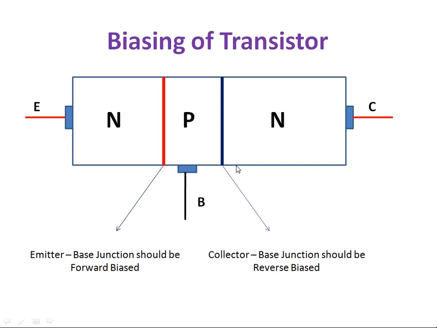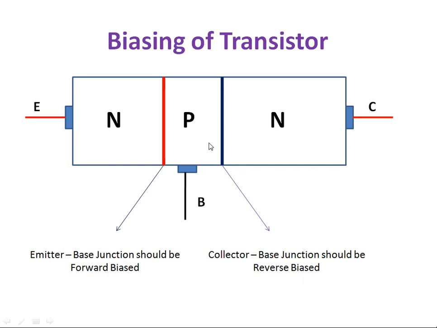The next thing is the biasing of the transistor. So what is biasing? To operate a transistor as a switch or an amplifier, you have to apply a DC voltage to your transistor. Applying a certain DC voltage to the transistor is known as biasing. You know very well, the transistor is a two-junction device. Two junctions means N and P are meeting here. This junction is known as the emitter base junction, and here N and P type materials are meeting. This junction is known as the collector base junction.